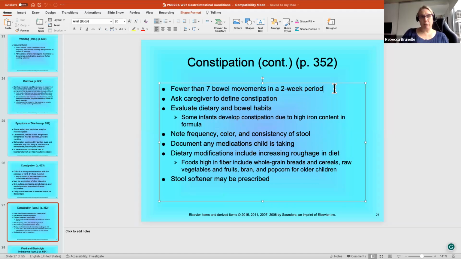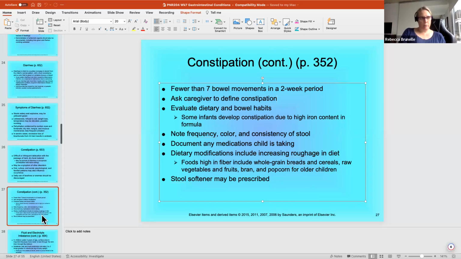Constipation is defined as fewer than several bowel movements in a 2-week period. So having some sort of a stool journal or log is important, and making sure that you're thinking about what they're eating. Infants that have a lot of iron in their formula can develop constipation, or if they're older, if they're not eating enough fruits or vegetables or not drinking enough water, they can get constipation. Like I said, we normally start with diet modifications, and if they add a medication at all, the first thing they would start with would be a stool softener.